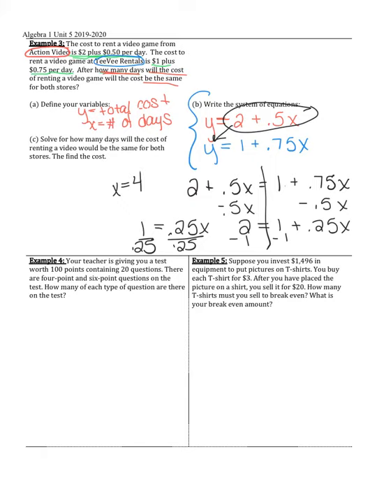Well, thankfully, I defined my variables, because that means 4 days. Now, to find the cost, let's take that 4 and plug it into any equation. Let's plug it in for the top one. I know that we'll do 2 plus 0.5 times 4. Well, that's just 2 plus 2, and so my cost is 4. Okay, so y would equal $4.